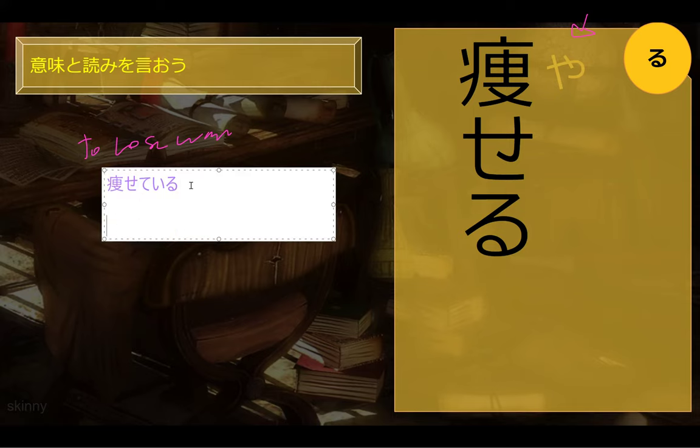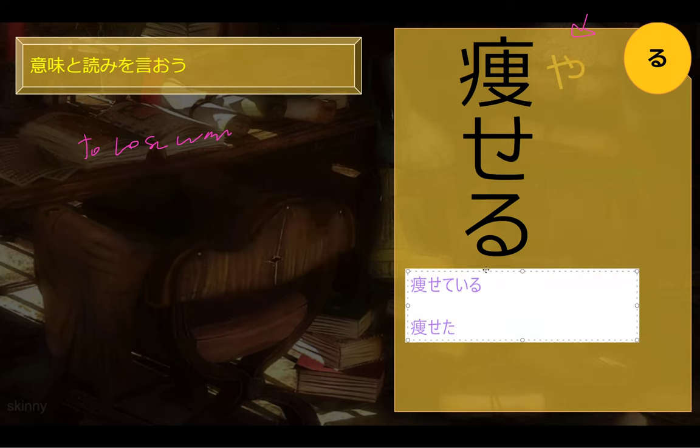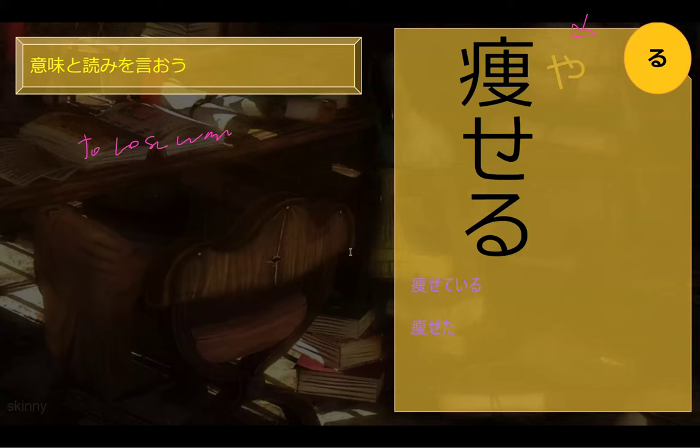What do you think yaseta means? Losing weight. But in English, you would just say they're skinny. So yaseta means skinny. Yaseteiru means to become skinny, to be actively losing weight. So if you ever see yaseta, it just means skinny.